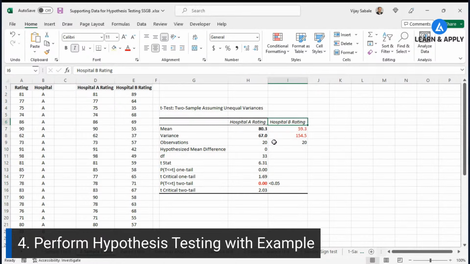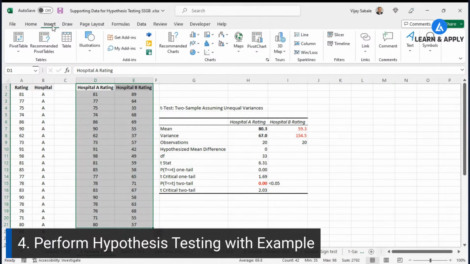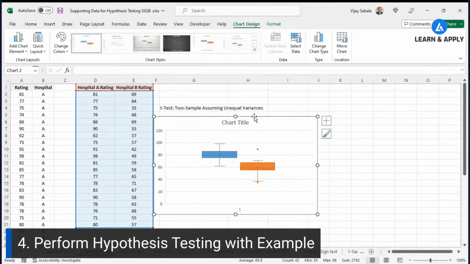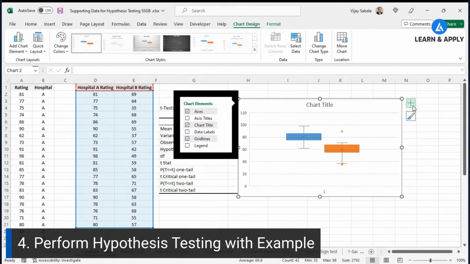Now, how can we represent that in the form of a graphical format? There is also the option called a box plot. So how to do that? Let me show you that. Select this data, hospital A rating and hospital B rating, then go to the Insert tab. After that, we need to select this histogram option, and if you click on that, we can select box and whisker, right? Just click on that and here it is. We are getting the box plot here.